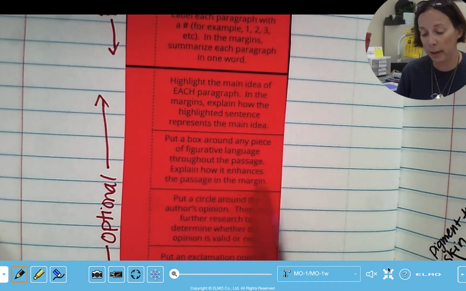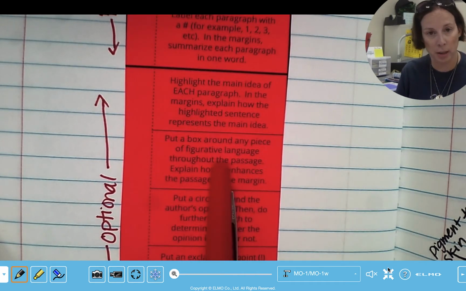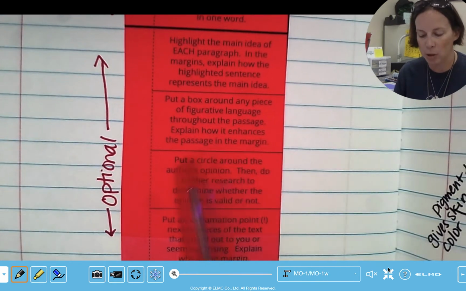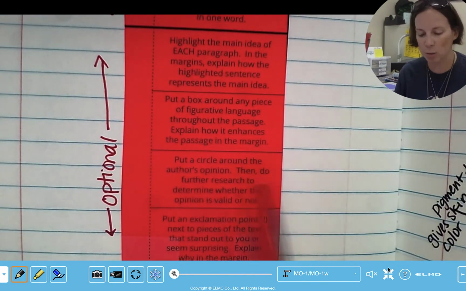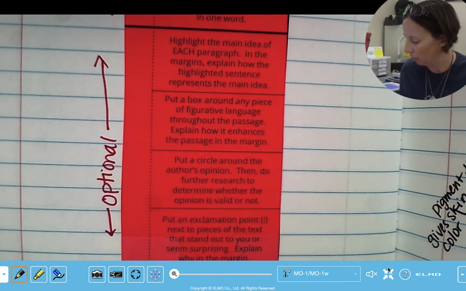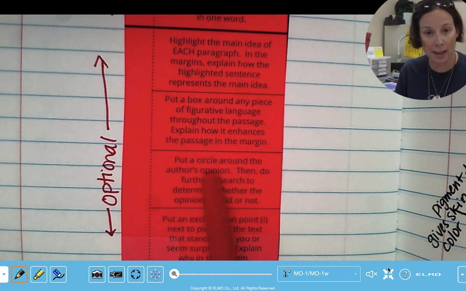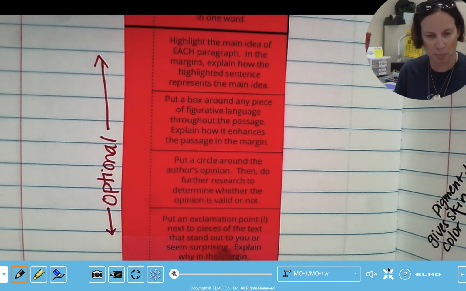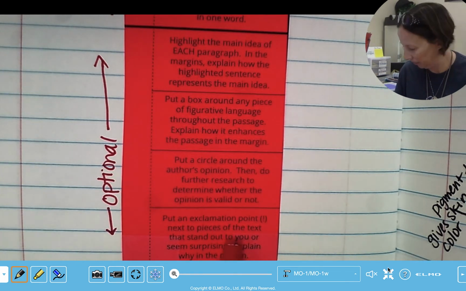If we are reading something that has figurative language, I would like you guys to put boxes around it. This one doesn't have any. Put a circle around the author's opinion. There's really no opinion in this one either. So when we get to some that have some opinion, I probably will add that one. And here's another one. If there's anything that you think is surprising or stands out to you, I want you to put that exclamation point in there, okay?